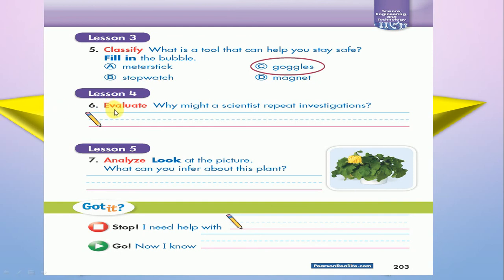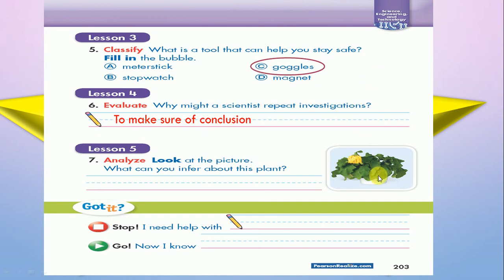So, why might a scientist repeat investigations? What do you think? Why might a scientist repeat the investigations and do the experiment and test again and again? To make sure of the conclusion or result. Good job. Okay, number 5.